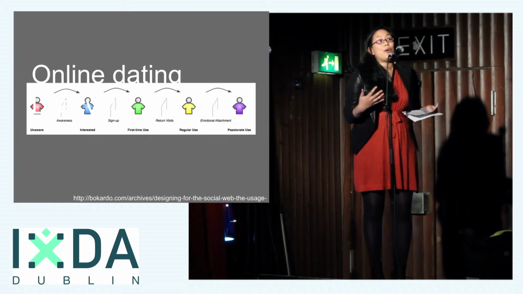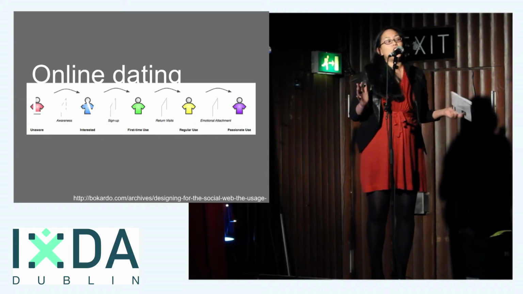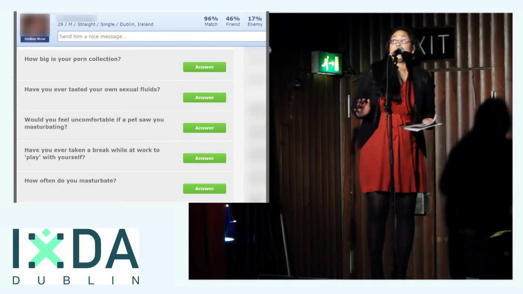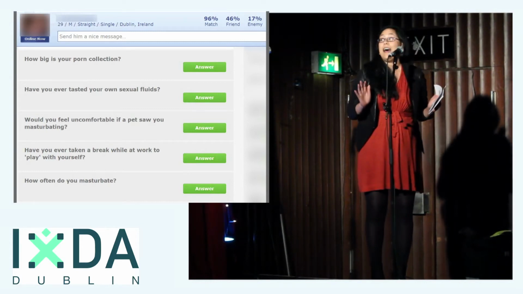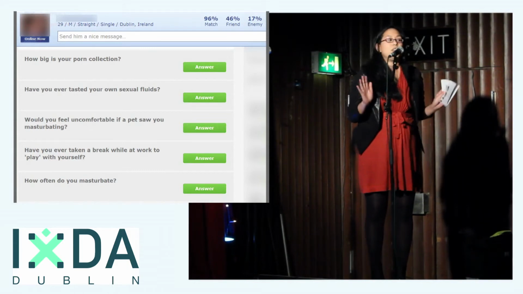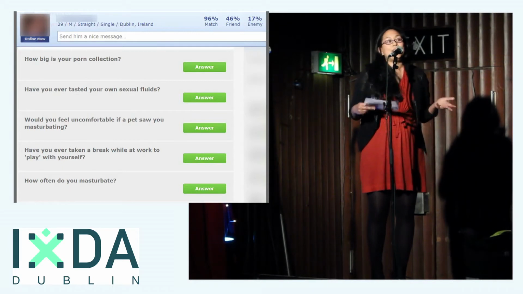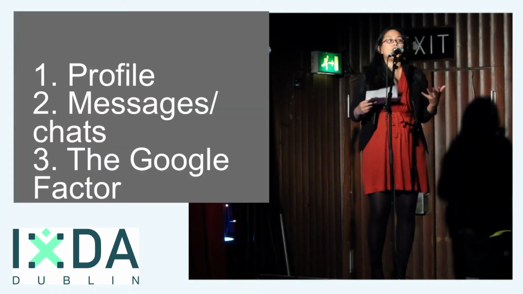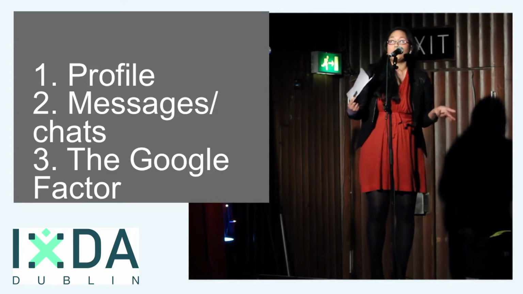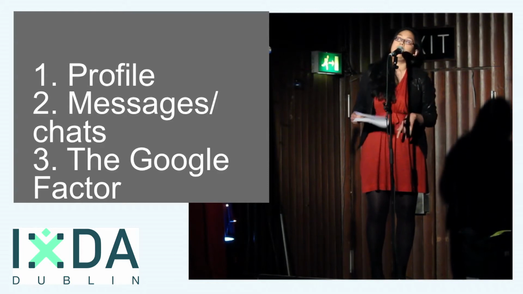One of the major things behind this is that you need to space out your content. Having too much information at the start can actually be really overwhelming. So this is from OkCupid. You don't need to know all these things before a first date. In fact, you don't need to know them ever. And it's important to realise at this early stage, even when you're just trying to get people interested, you have multiple content channels. So you've got your profile, messages and chats, and the Google factor. And I'm going to talk through all three of them.